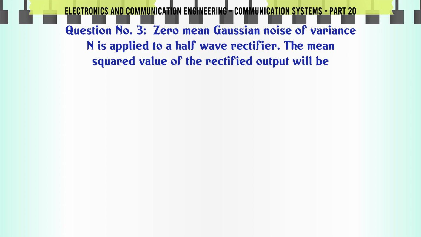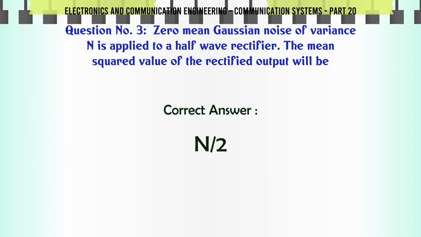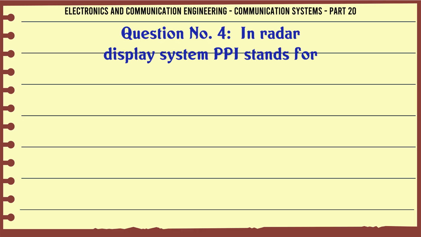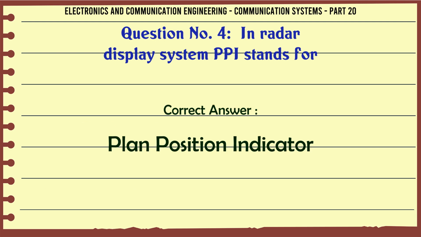Zero mean Gaussian noise of variance n is applied to a half-wave rectifier. The mean squared value of the rectified output will be: A, 0; B, n/2; C, n²; D, n. The correct answer is n². In radar display system, PPI stands for: A, pulse position indicator; B, plan position indicator; C, phase position indicator; D, point position indicator. The correct answer is plan position indicator.